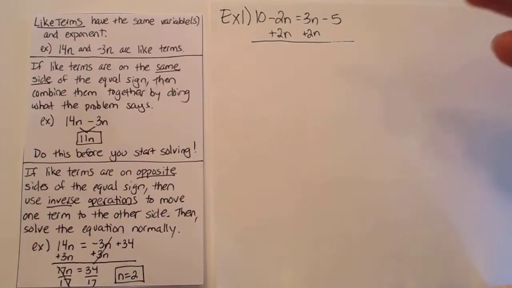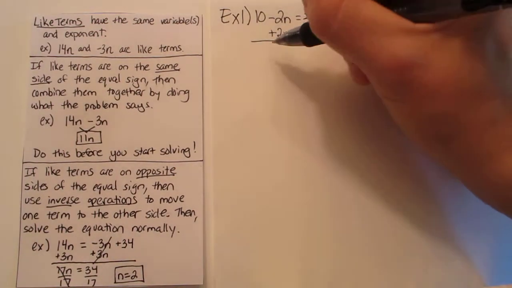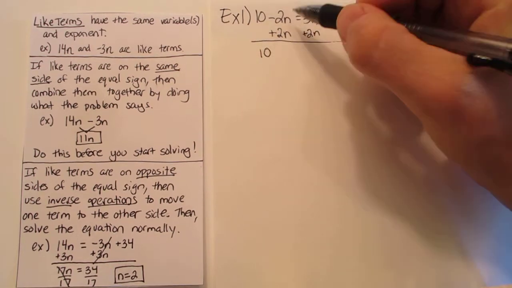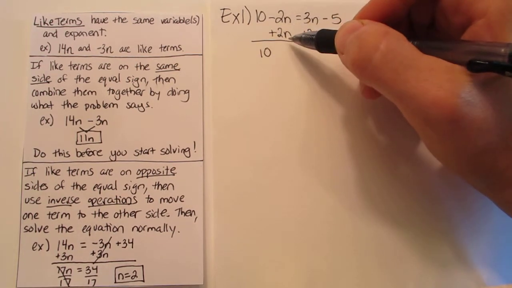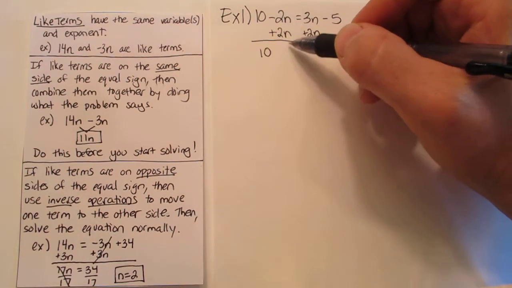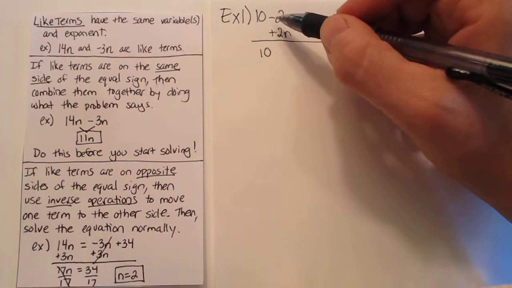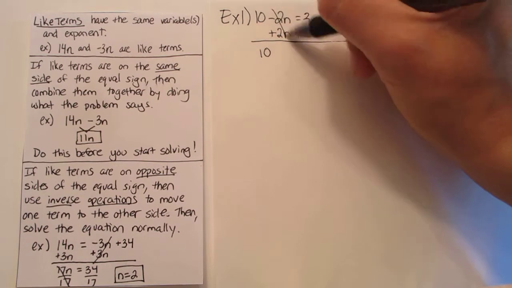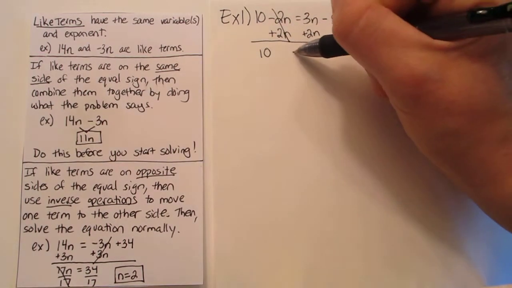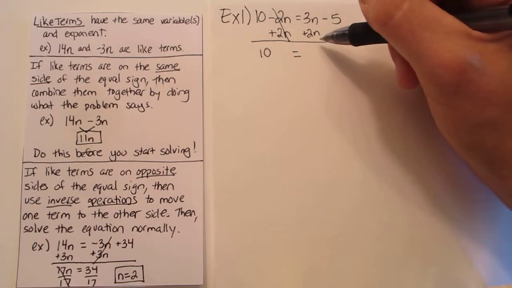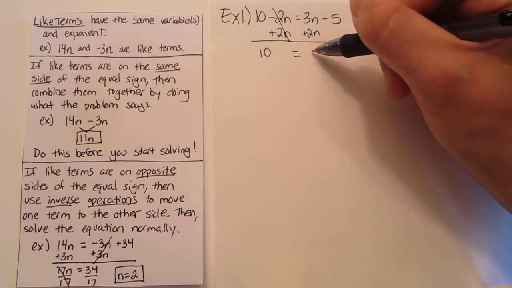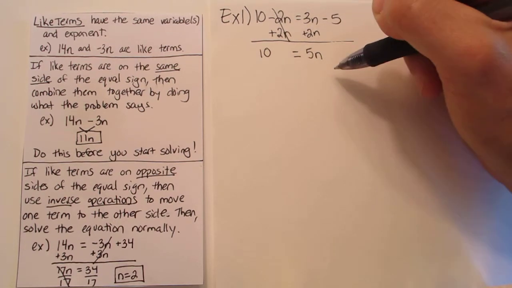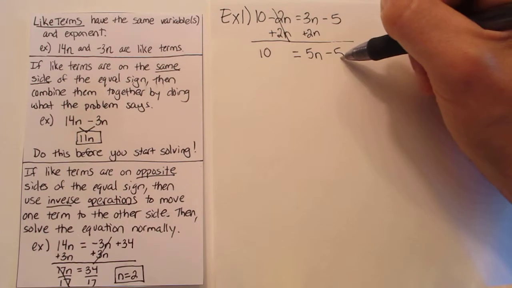And watch what's going to happen. I'm going to bring everything down. 10 comes down. I haven't done anything to that. But negative 2n plus 2n is 0. So I don't need to write anything. It's kind of like having two bad n's and two good n's, and they'll fight and they'll kill each other. So they're gone. I bring down the equal sign. 3n plus 2n. It's like having 3 apples plus 2 apples gives you 5 apples, or 5n. And then the negative 5 I bring down.